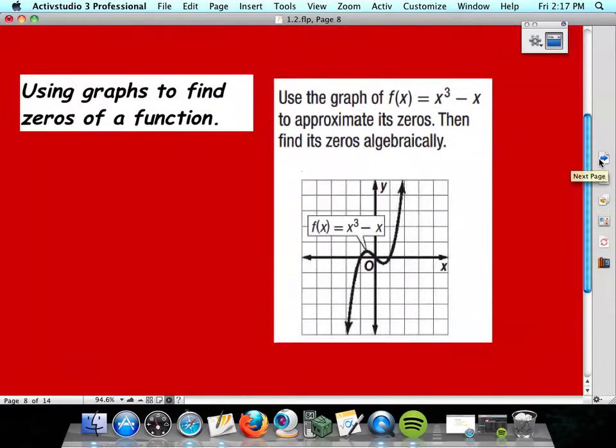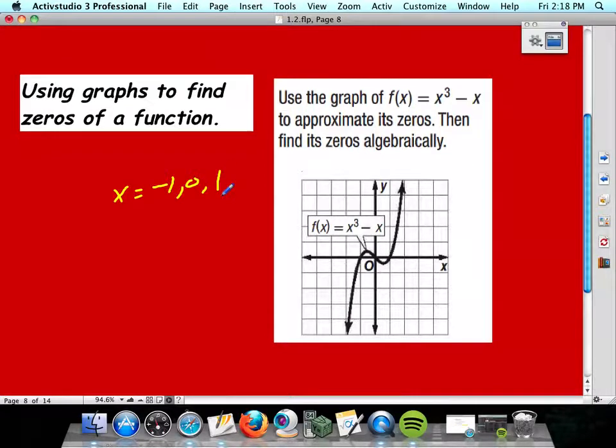This one says using graphs to find zeros of a function. Zero means x-intercept. That's what it is. A zero is an x-intercept. So the problem here says use the graph of f of x equals x cubed minus x to approximate the zeros. And of course, you can't really tell exactly sometimes because of how thick we draw our lines, but it looks to me like our zeros are going to be at x equals negative 1, 0, and positive 1.